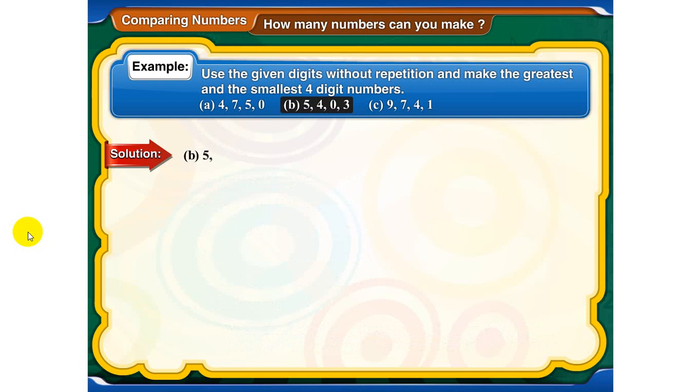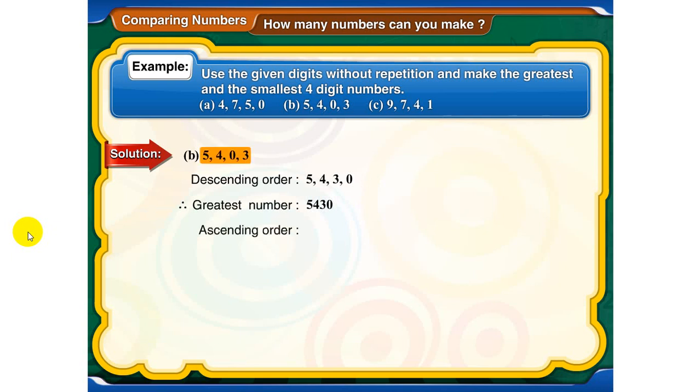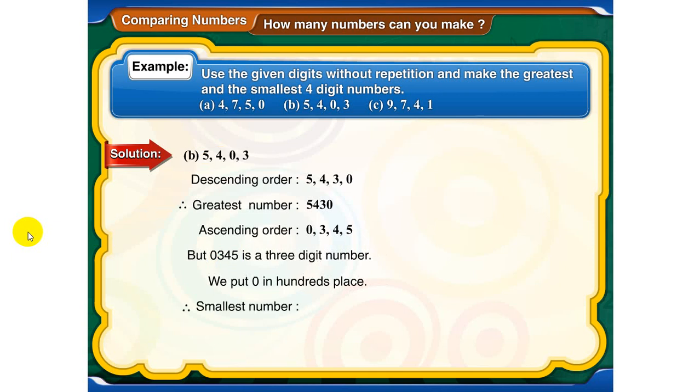B. 5403. Descending order of the given digits is 5, 4, 3, 0. So the greatest number is 5,430. Ascending order of the given digits is 0, 3, 4, 5. But 0345 is a three-digit number. So we put 0 in hundreds place. So the smallest number is 3,045.